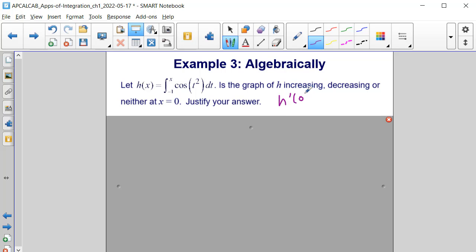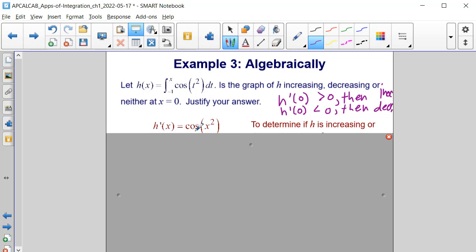So to determine if h is increasing or decreasing at x equals 0, we need to calculate h prime of 0. And if h prime of 0 is greater than 0, then it'll be increasing. If h prime of 0 is less than 0, then it will be decreasing. So let's first start by determining what h prime of x is. And we have found that h prime of x is equal to cosine of x squared.